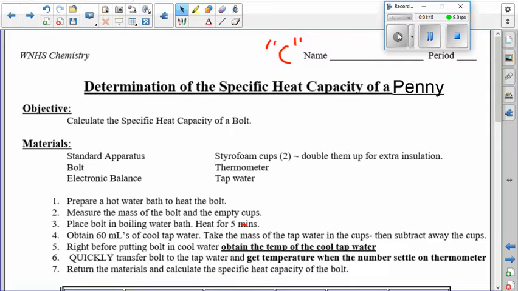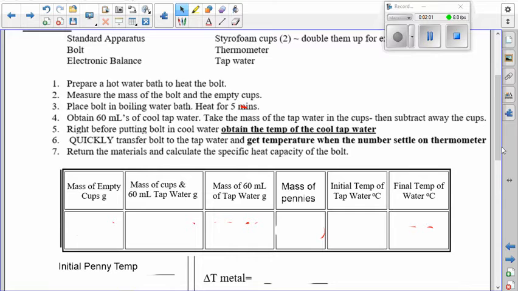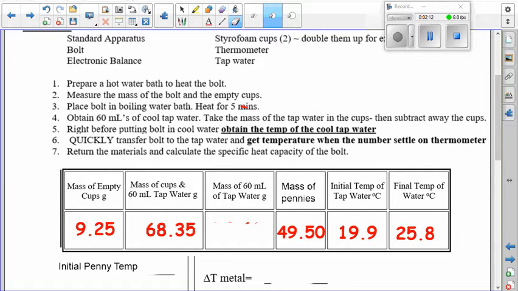So this lab, this is some data we collected. Instead of a bolt on a string, instead of this guy, we have pennies on a string. And we're trying to calculate the heat capacity of our pennies. So here are your original numbers. We got the mass of the empty cups. We know the mass of the cups with water in them. We know the mass of the pennies. We know the initial temperature of the water. And we know the final temperature of the water. Those are numbers that you would have to collect on your own while you're doing a lab, but those are numbers I'm giving to you. They're printed on your paper, because we're pretending you had done this lab.